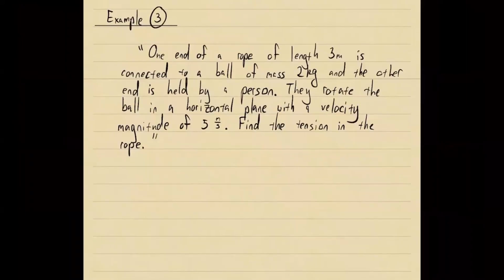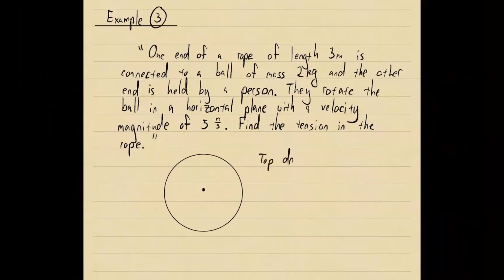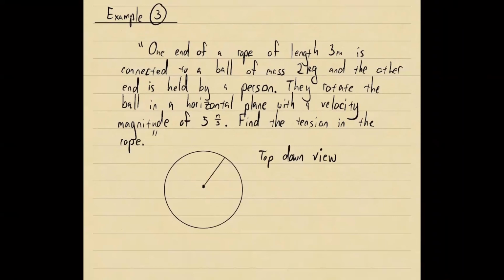So the top-down view of our problem, we have a circle, and there's a person at the center. This is the top-down view, like we're looking at this person from a helicopter. The radius of this rope is 3 meters, and there's a ball at the end of the rope that has a mass of 2 kilograms, and it's just being swung around. And so we're trying to find the tension in the rope.